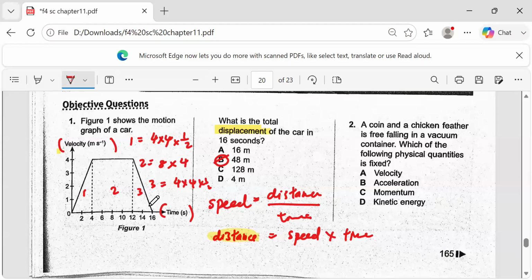A coin and a chicken feather is free falling in a vacuum. Which physical quantity is fixed?